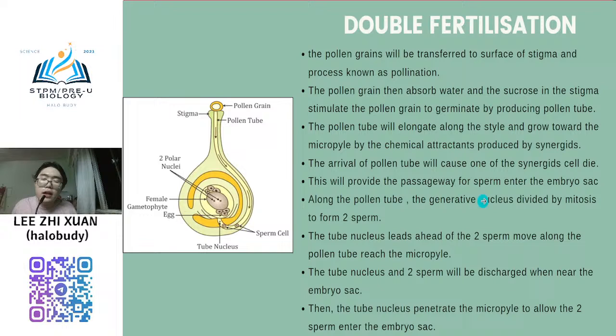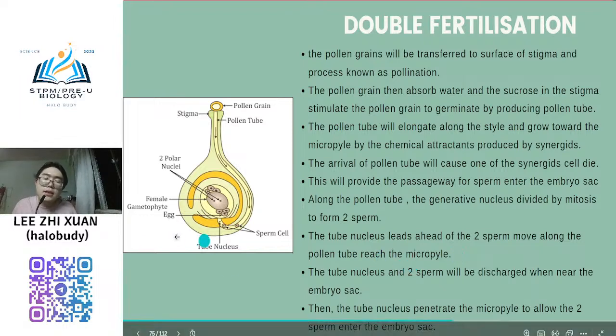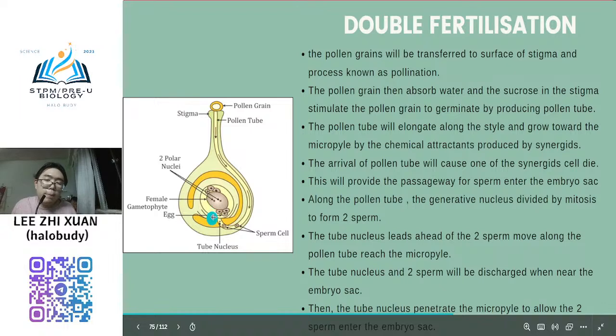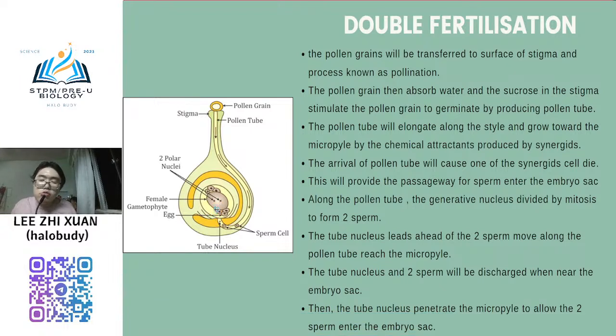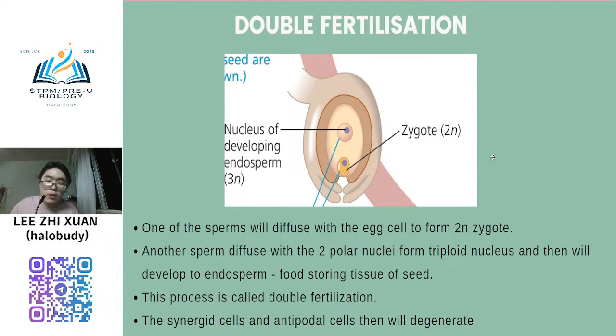So I already mentioned there are two nuclei, the generative nucleus and also the tube nucleus. And then this generative nucleus will divide to form two sperm. And then this tube nucleus will lead ahead. The two sperm move along the pollen tube until they reach the micropyle. So at here, the micropyle. The tube nucleus and two sperm will be discharged when they are near the embryo sac, and then this tube nucleus will penetrate the micropyle to allow the two sperm cells to enter the embryo sac. Okay. So once the two sperm have entered the embryo sac, double fertilization occurs.